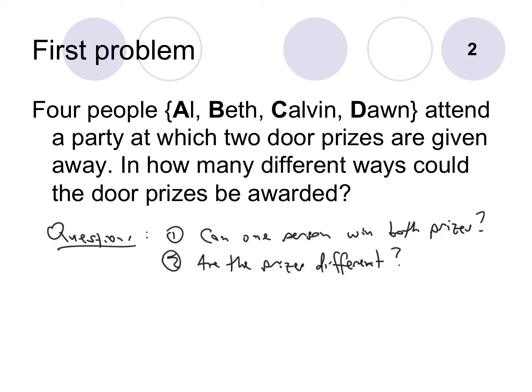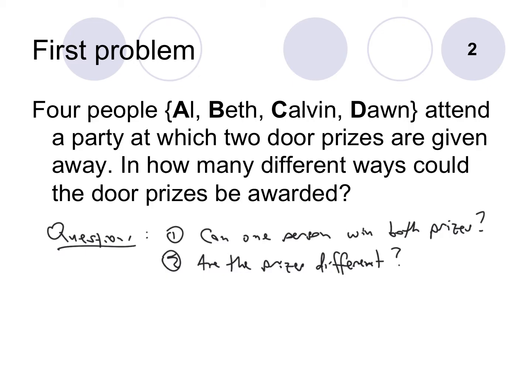And then the second question, which is more subtle perhaps, is: are the prizes different? In other words, if one prize is a $5 bill and the other prize is a new car, then when you came home to report what happened at the party, you would report it quite differently if just 2 people won $5 bills, or if one person won a $5 bill and the other person won a car. So if the prizes are dramatically different, then it certainly makes a difference in how you would report the outcomes.